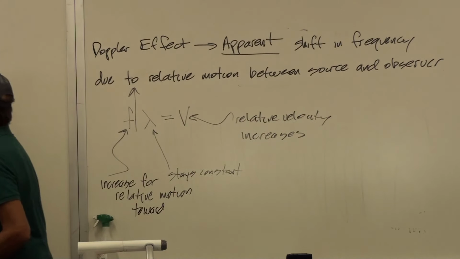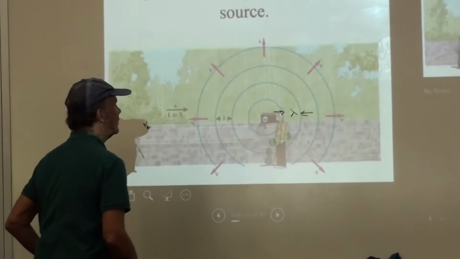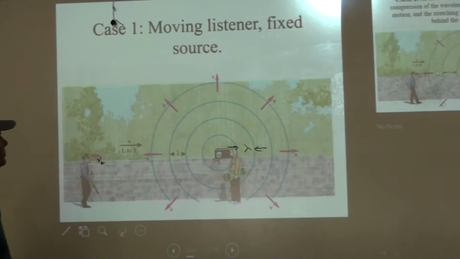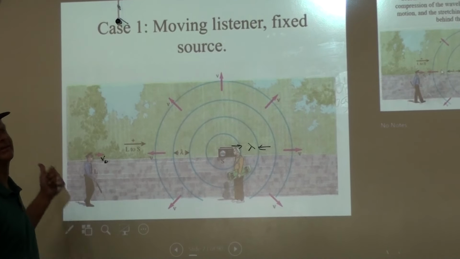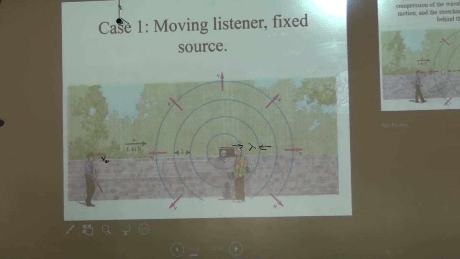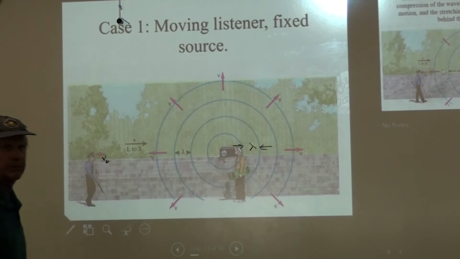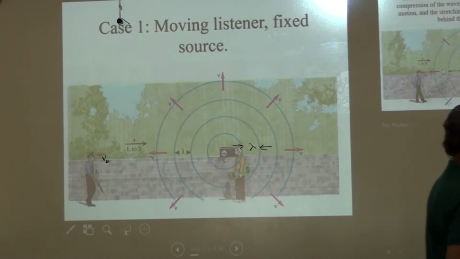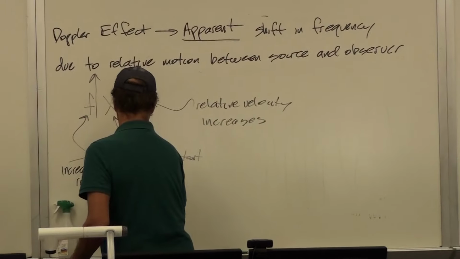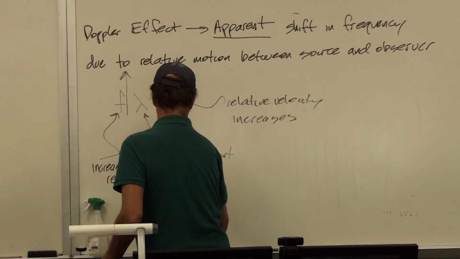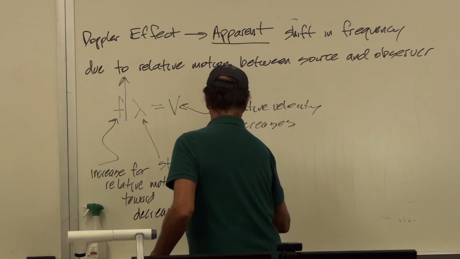But if the policeman started moving in the opposite direction, the guy gives him $100 not to give him a ticket, so he turns around and goes in the other direction. Then the relative velocity would be less and the frequency would drop. So that we have a decrease in frequency for relative motion away.